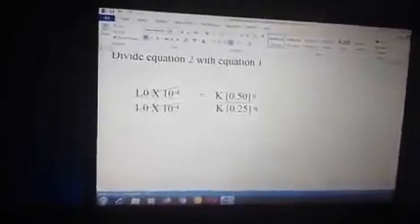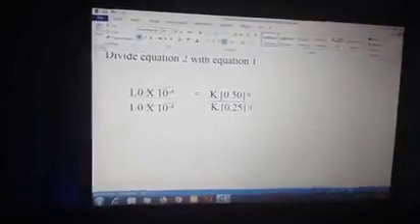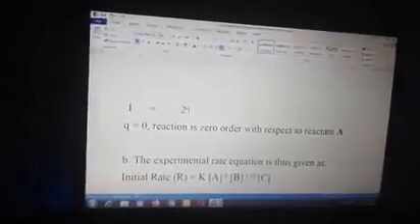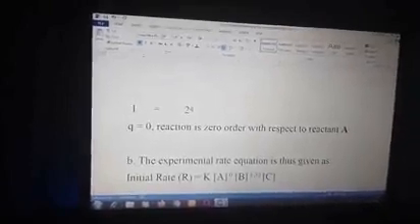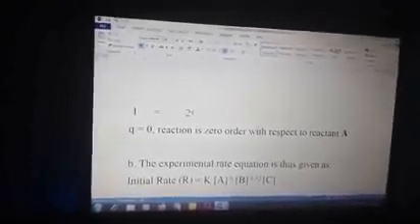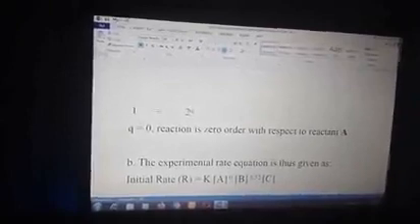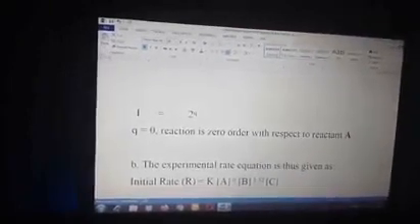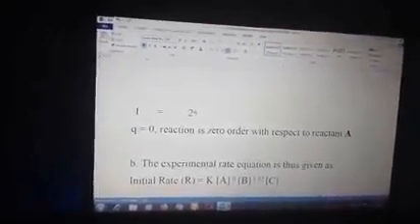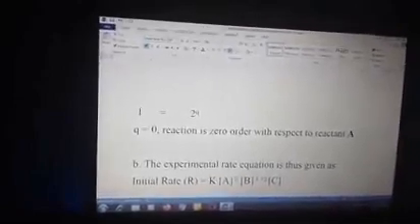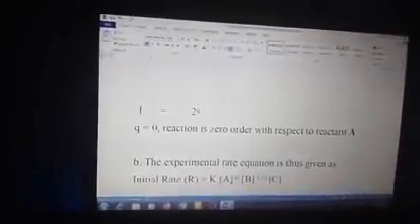So when we solve that, we divide 0.50 by 0.25. You have 2 raised to power Q. So we now have 1 equal to 2 raised to power Q, and then Q would be 0, because the power that 2 must be raised to, to give us 1, must be 0. Remember that any number raised to power 0 is 1. So Q is 0. That means the reaction is zero order with respect to reactant A.